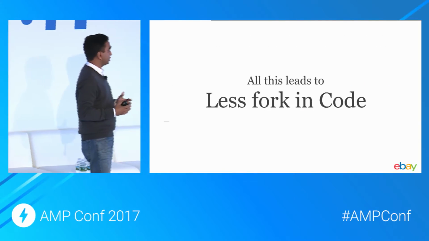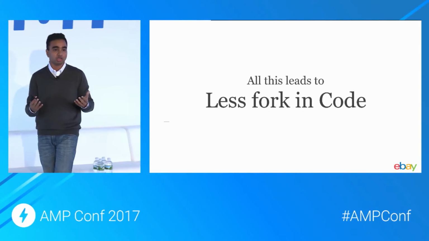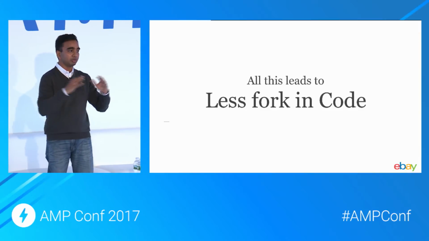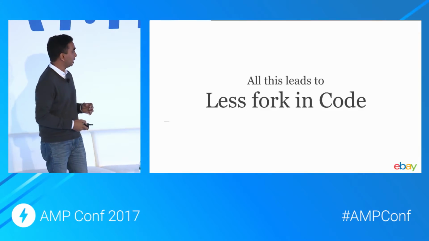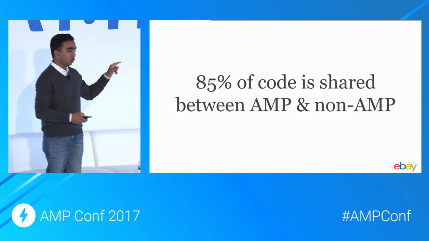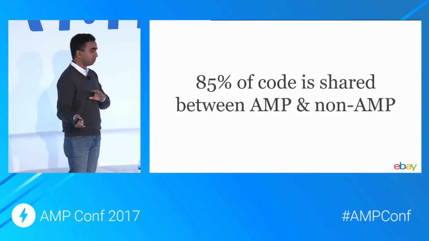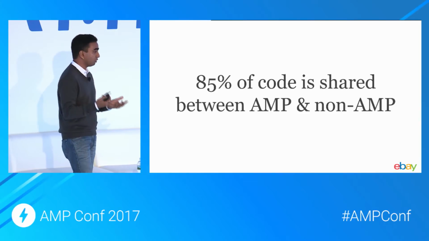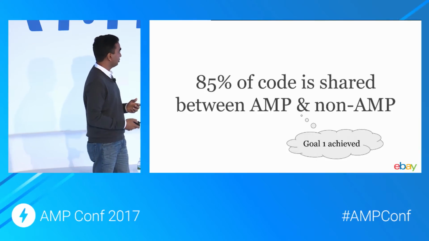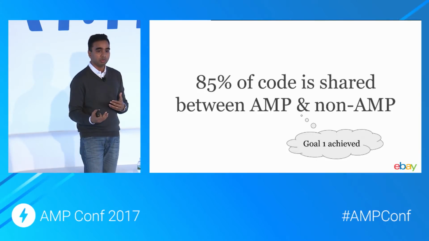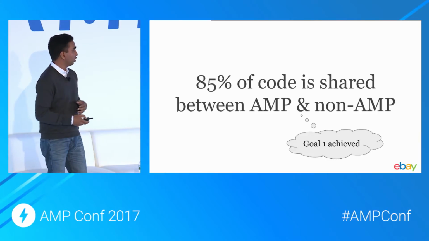So we did all these things, right? All these things led to less fork in code. By fork, I mean the difference between AMP and non-AMP. And in fact, 85% of the code is shared between AMP and non-AMP. This was one of our initial thoughts, that we should achieve this, and with this, our goal 1 was achieved, which was minimum engineering overhead.